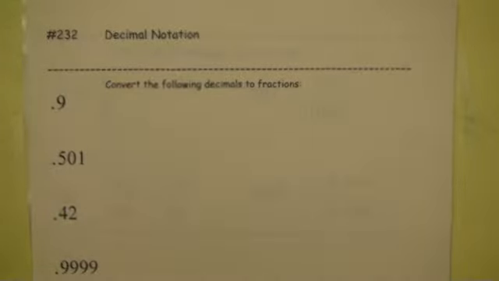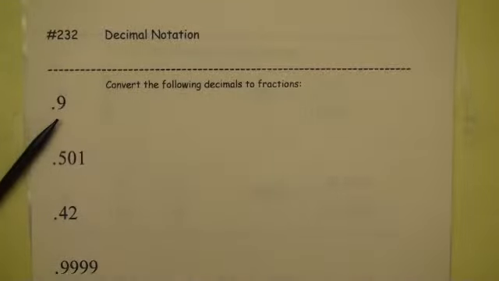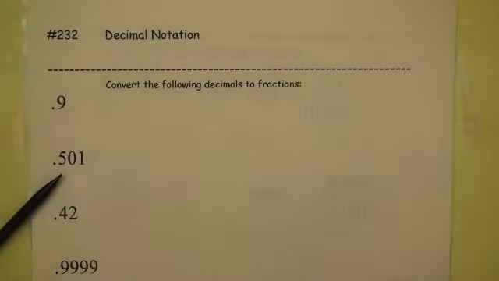Convert the following decimals to fractions. Here we have a 9 in the first decimal place. That is the tenths position, tenths. Here we have 501, but the 1 is in the thousandths position. Thousand, and then ths, so thousandths.